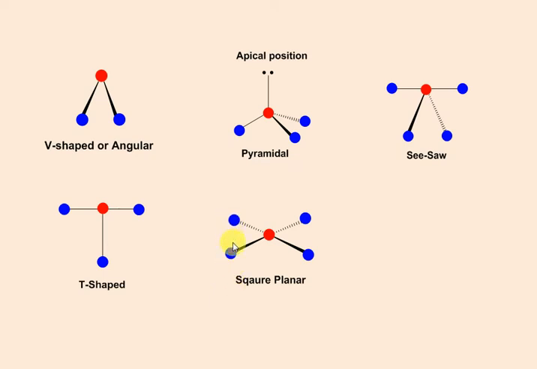You can see here, all the atoms are in one plane and it is forming a square, so it is called a square planar molecule. And this one is square pyramidal. This is a square and this one is forming a pyramid, so it is called square pyramidal. Friends, we have to remember all these shapes for hybridization purposes.